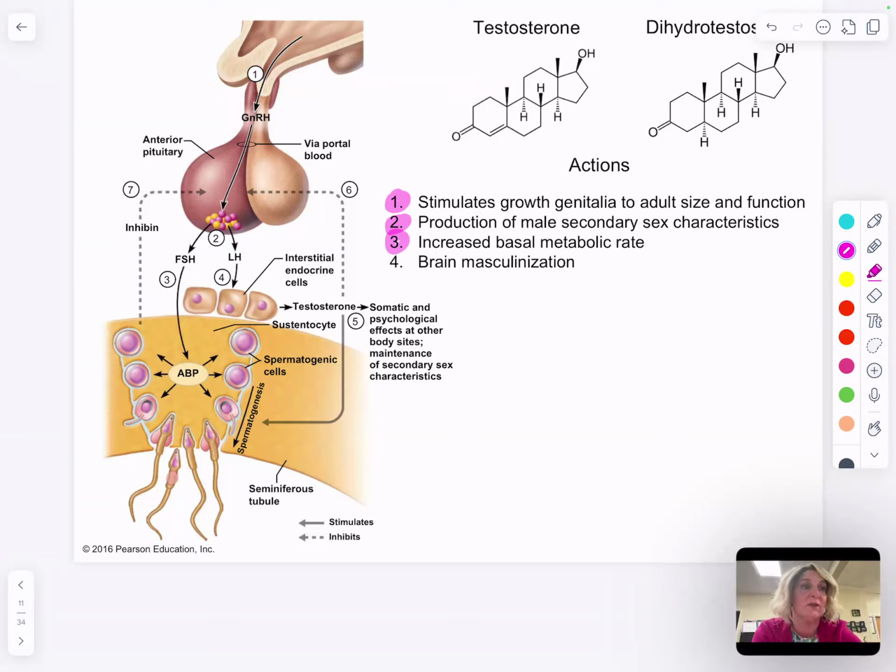And then this is an interesting comment here of brain masculinization, that testosterone will actually also alter the brain to have the person now think like a male, have the desires of a male, etc.